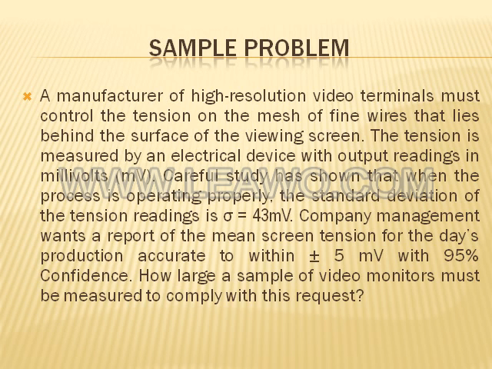Sample problem. A manufacturer of high-resolution video terminals must control the tension on the mesh of fine wires that lies behind the surface of the viewing screen. The tension is measured by an electrical device with output readings in millivolts. Careful study has shown that when the process is operating properly, the standard deviation of the tension readings is sigma equals 43 millivolts. Company management wants a report of the mean screen tension for the day's production, accurate to within plus or minus 5 millivolts, with 95% confidence. How large a sample of video monitors must be measured to comply with this request?